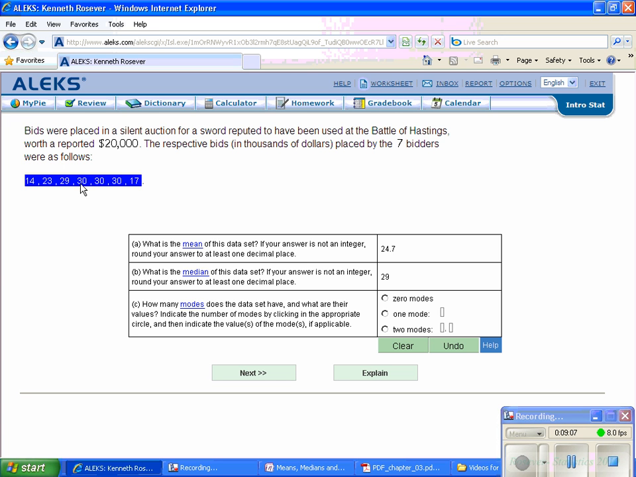Okay, and lastly it's asking, is there a mode? Two modes? What's going on? Well, 30 occurs more than any other, so there's one mode, and it is 30.